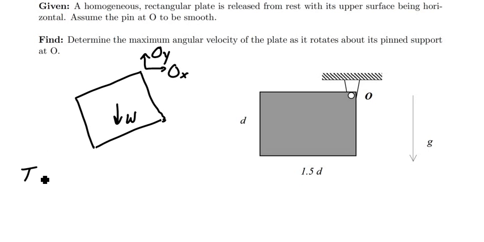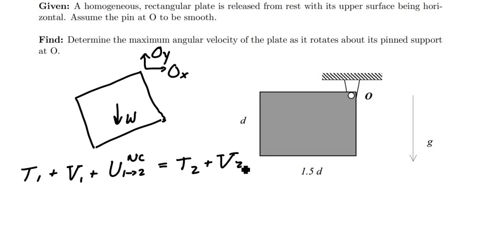So with that being said, I can say that T1 plus V1 plus the non-conservative work moving from state 1 to state 2 is going to equal T2 plus V2. And furthermore, I can say that the non-conservative work done moving from state 1 to state 2 will be 0. In addition, I know the plate is released from rest, so the initial kinetic energy is going to be 0. And if you'd like, I can go ahead and set the datum here at Vg equals 0, and we can use that to help us find the rest of the terms.